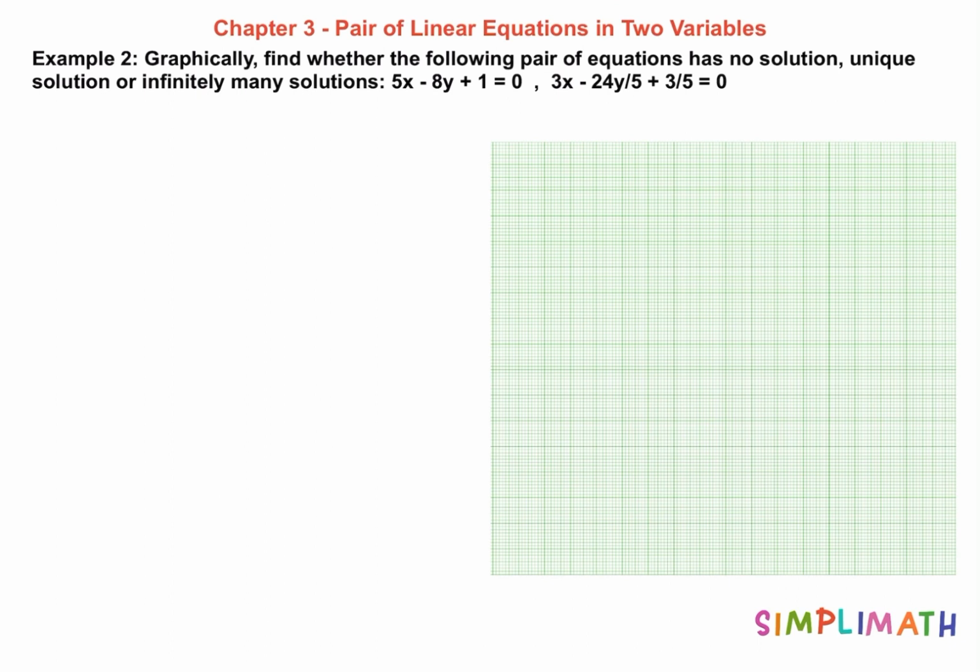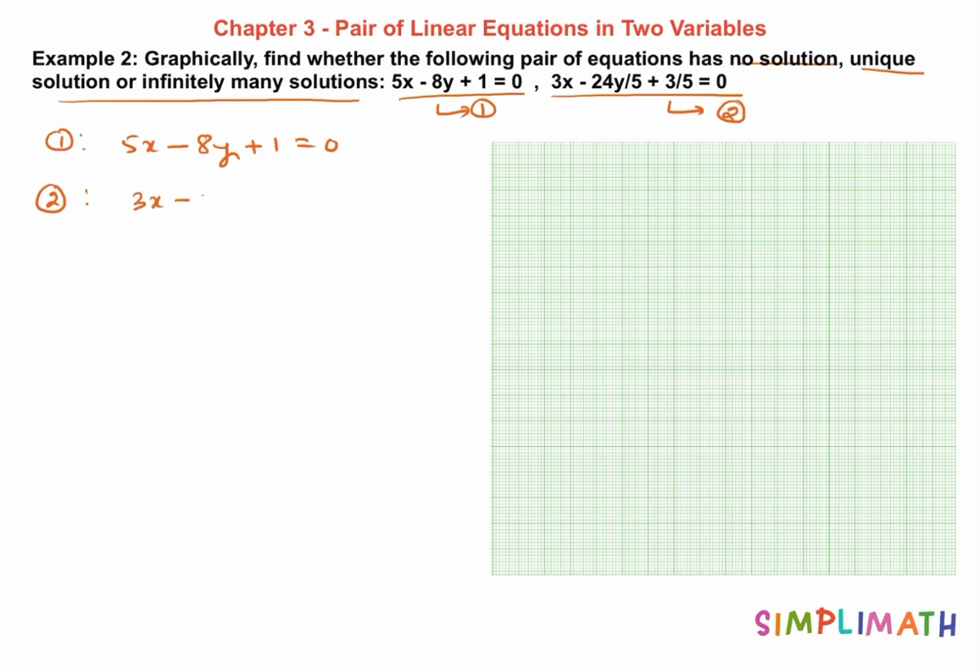So let us begin. Example 2 says graphically find whether the pair of equations has no solution, unique solution, or infinitely many solutions, and these are the two equations that we are given. Like we did in example 1, we will first understand a little trick so that we don't make a mistake in the exam. Let this be equation 1, let this be equation 2. Equation 1 is 5x minus 8y plus 1 equal to 0, and equation 2 is 3x minus 24 by 5y plus 3 by 5 equal to 0.